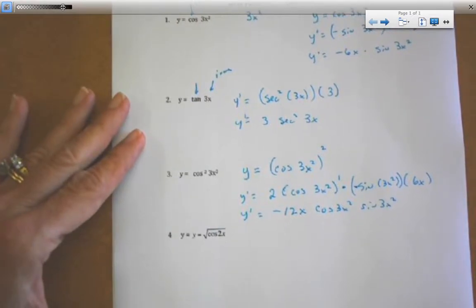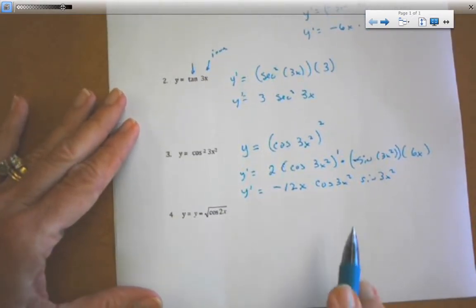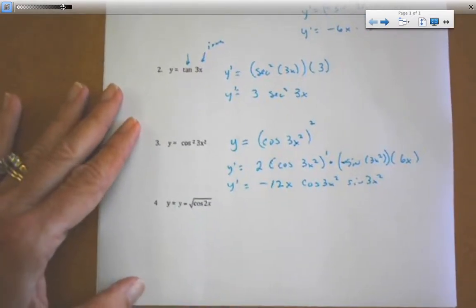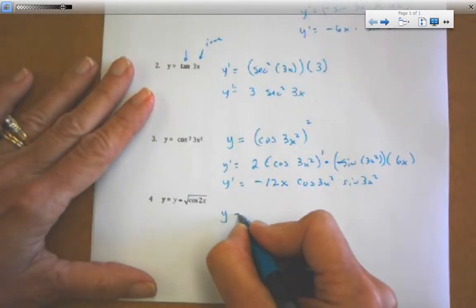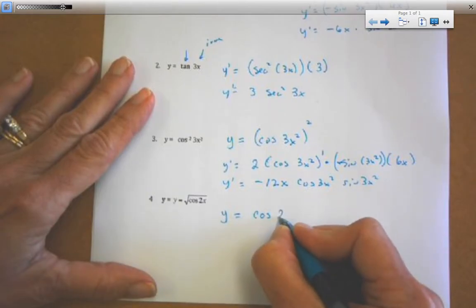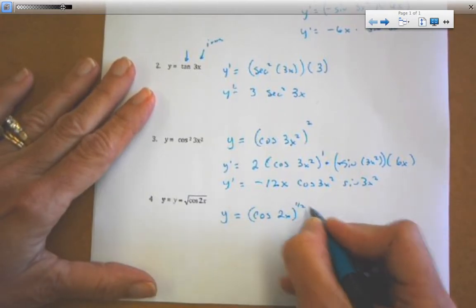A little more involved. Don't forget the chain rule still applies all the way through. All right. Ooh. This one we're going to have to rewrite again also. Cosine 2x to the 1/2.